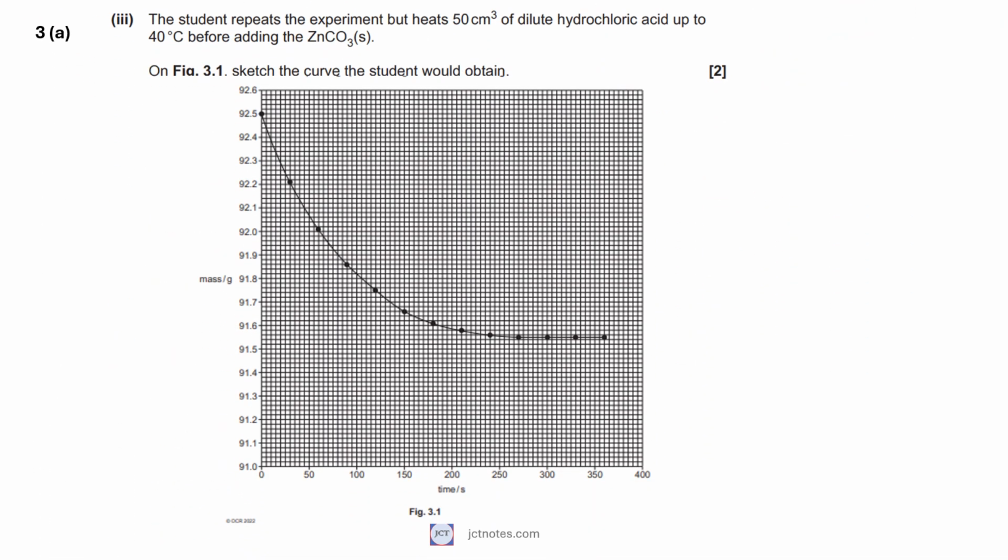In the third question of Part A, of question 3, we need to sketch, on the given graph, the curve the student would obtain if the same procedure was followed, except that the 50 cubic centimeter of dilute hydrochloric acid was heated up to 40 degrees centigrade before adding the zinc carbonate. As the temperature increases, the initial speed or rate increases, indicated by a steeper slope, but the final concentrations should be similar. I draw my line in red.